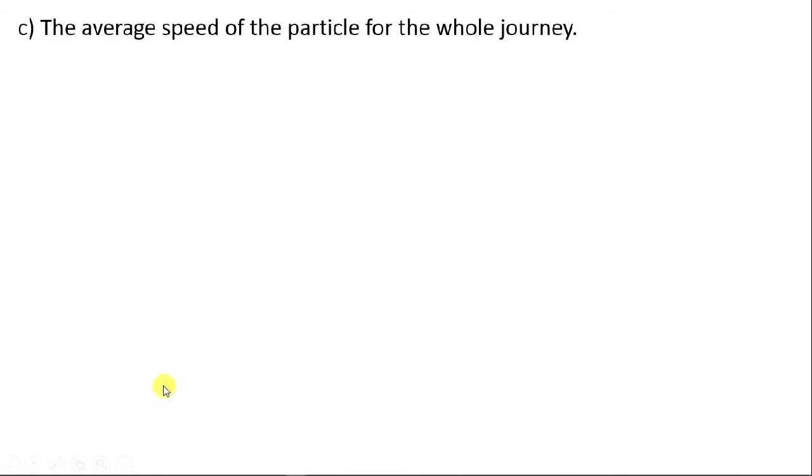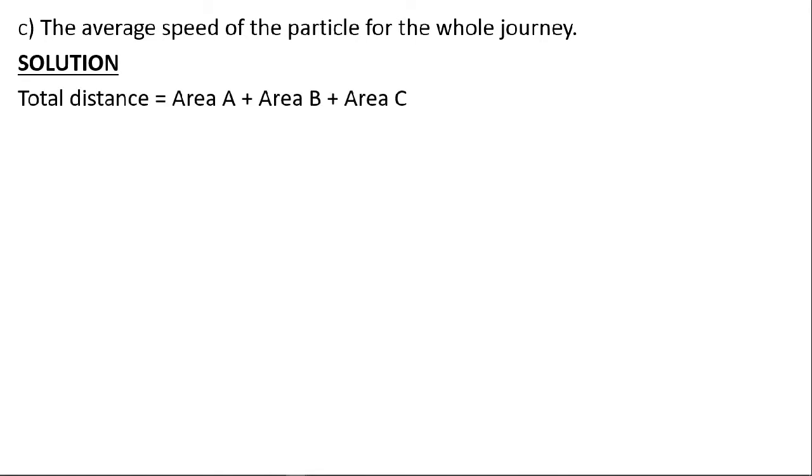The average speed of the particle for the whole journey. Calculate the average speed of the particle for the whole journey. Now we know that average speed is equal to distance over the time taken. Now total distance is the area of the whole velocity time graph. So when you look at the areas, we have a trapezium, we have a rectangle, and we have a triangle. So we have to find the whole area to calculate the total distance.